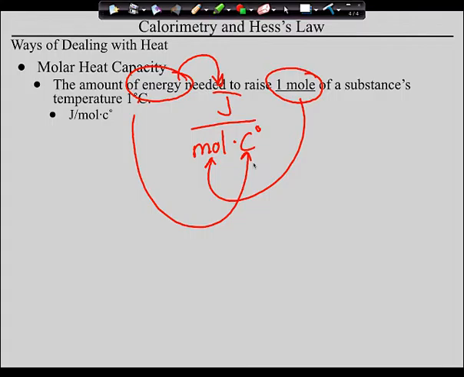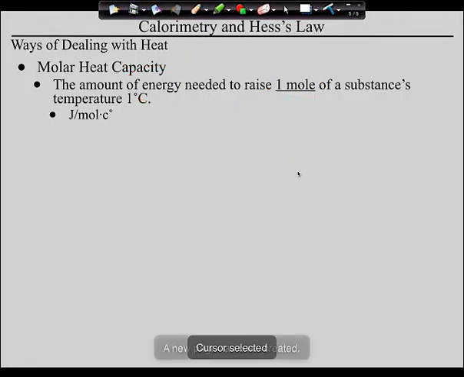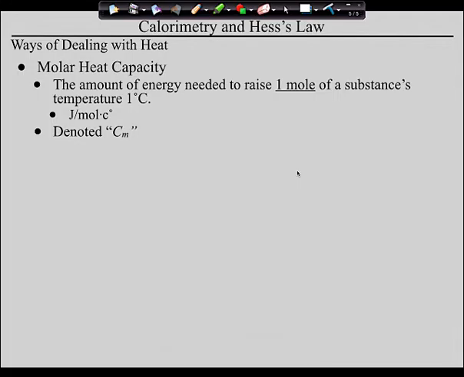So guys, the other thing that you need to understand then is the abbreviation. Molar heat capacity is denoted C sub M.